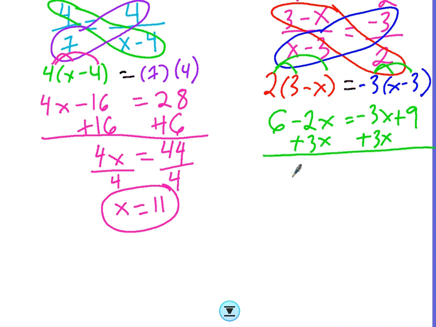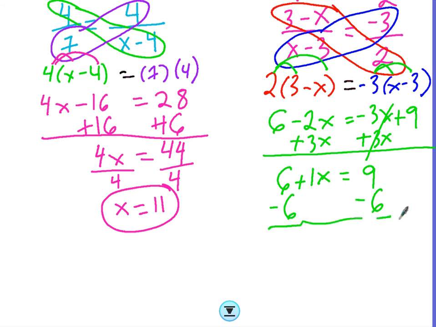So that way I get 6 plus 1x, because negative 2 plus 3 is 1. These cancel here, equals 9. I'll subtract 6 from each side. Remember that 1x is the same thing as x, so x is 9 minus 6, which is 3.